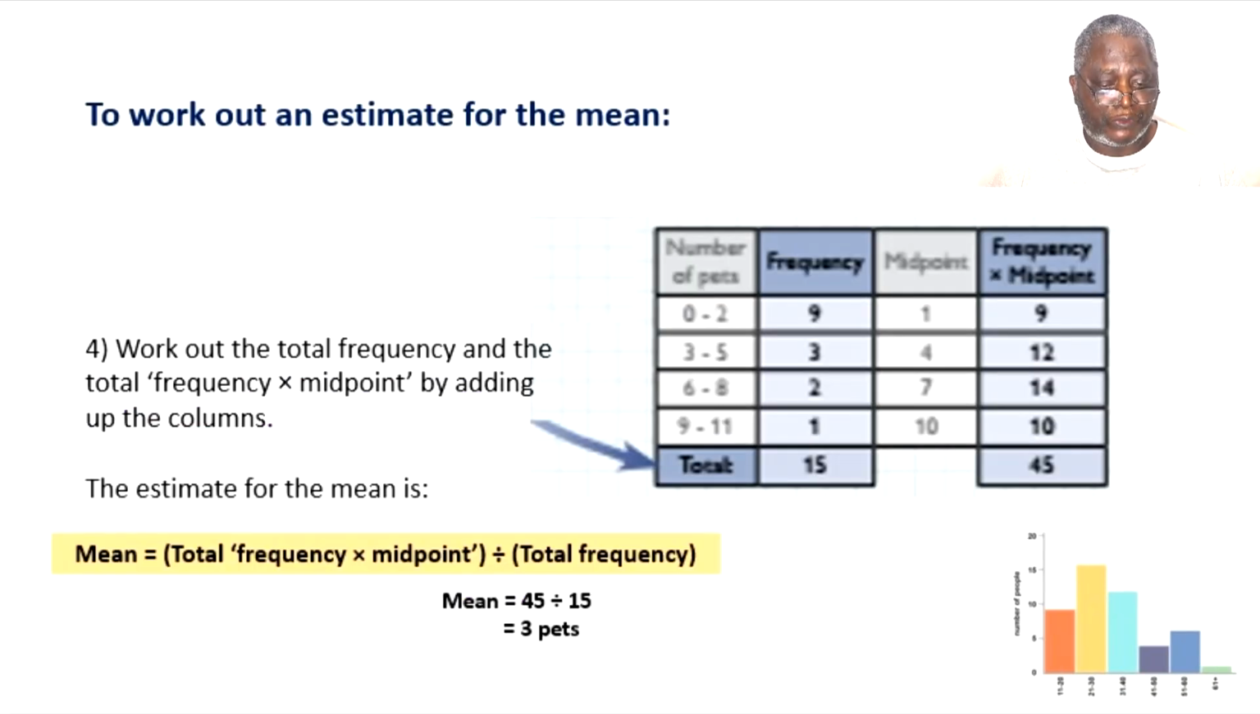So work out the total frequency and the total frequency times midpoint by adding the columns. You'll see the formula at the bottom there in the yellow box. The estimate for the mean is equal to total frequency times midpoint divided by total frequency. The mean is equal to 45 divided by 15. If you look at the totals of the frequency and the frequency times midpoint at the bottom of the table there, you divide 45 by 15 and you have 3 pets as the mean.